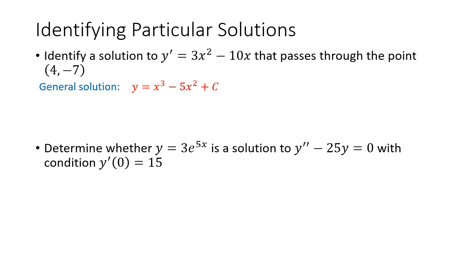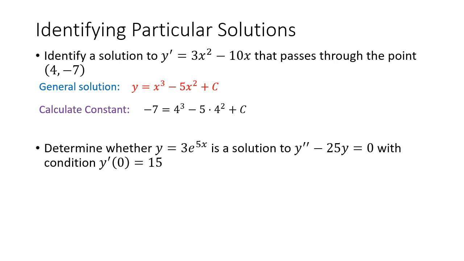So think about, for the point 4 comma negative 7, what does the 4 tell us and what does the negative 7 tell us? If we think about this, 4 comma negative 7 is a point: x is equal to 4, y is equal to negative 7. We can then substitute these into the equation, which results in a new equation. Negative 7 is equal to 4 to the third minus 5 times 4 to the second plus c.